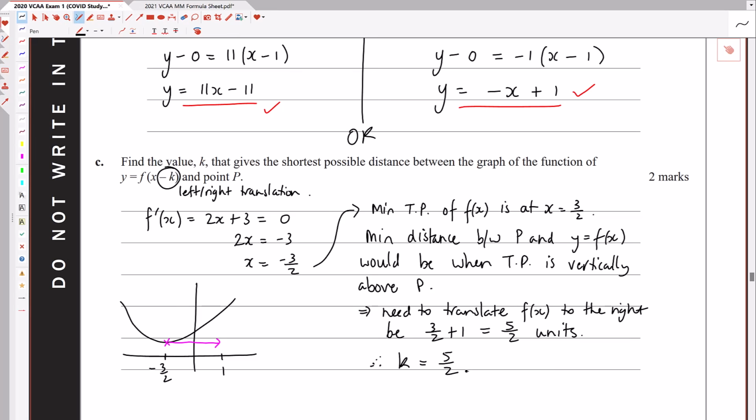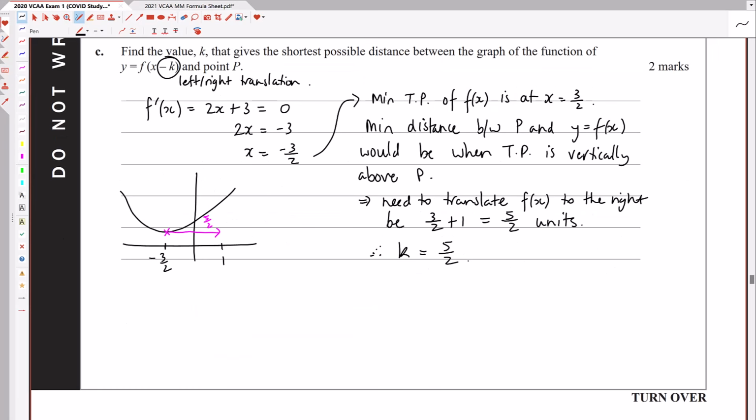So thinking really logically about it, you can think about what would have to happen in order to minimize that distance between the graph and P. Normally in a question like this, we'd be tempted to set up an equation for distance and then set the derivative equal to 0 to minimize the distance.